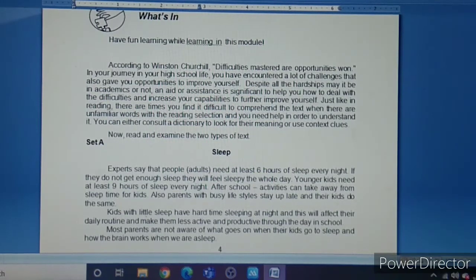You can either consult a dictionary to look for their meaning or use context clues. Now, read and examine the two types of text. First text. This is set A, which is entitled Sleep.